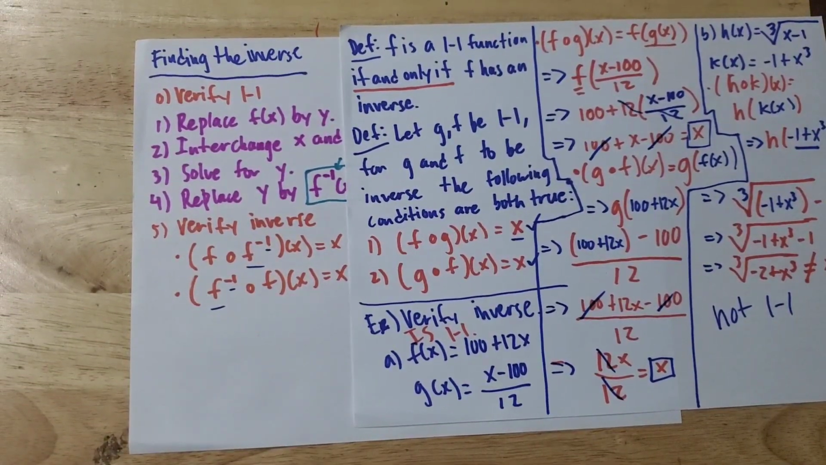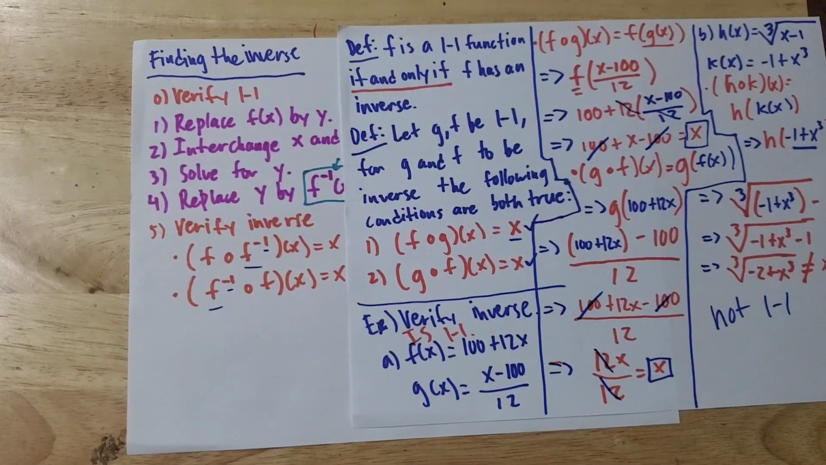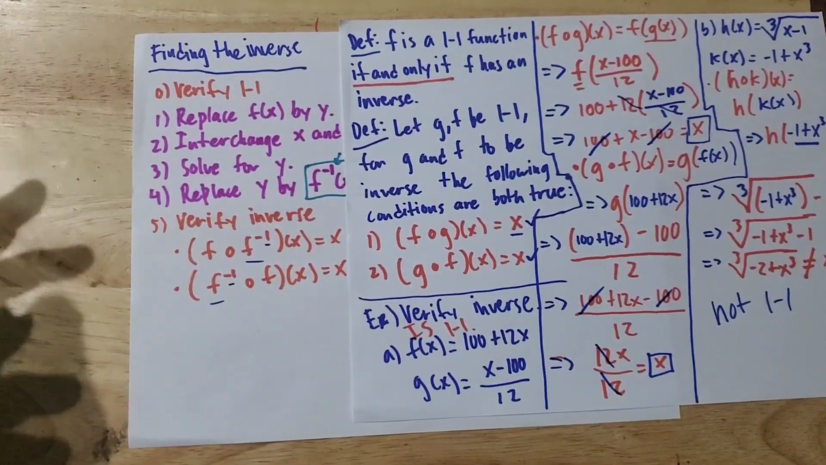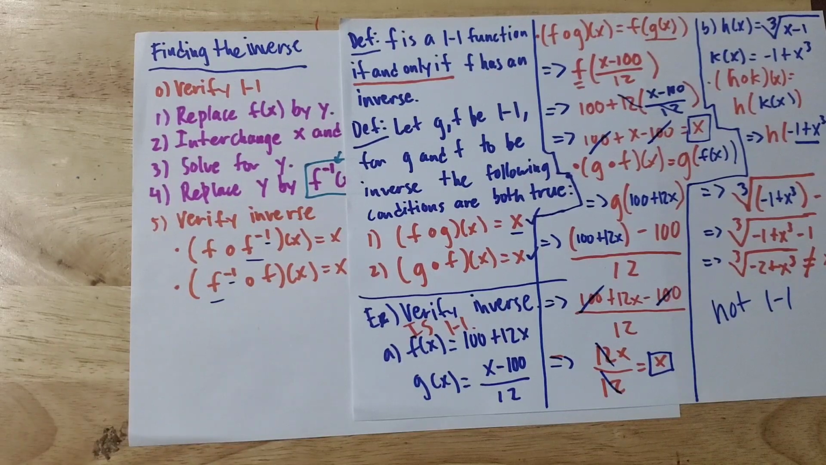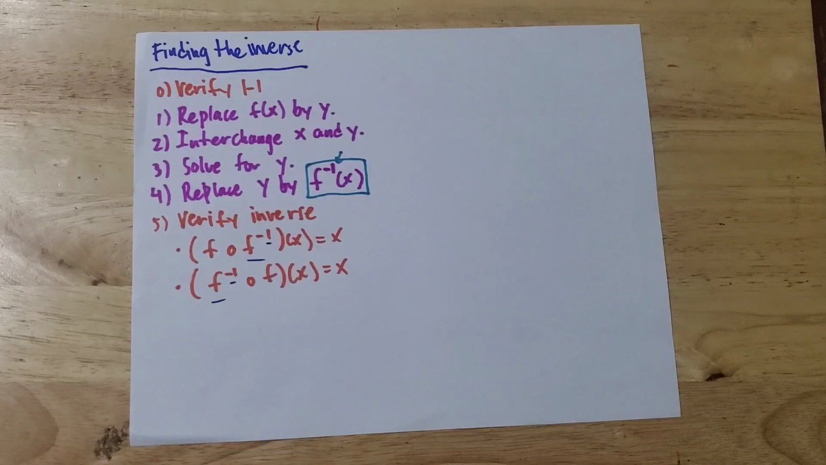Instead of just saying f and g, we're saying f and f inverse. Because we're assuming that we did all this work and we found the inverse of the function. So that's why we're using that notation. But then we're verifying it to see if they are inverses of each other. Because maybe we made a small mistake and dropped a negative and thought they were inverses of each other, but they weren't. So let's do an example.